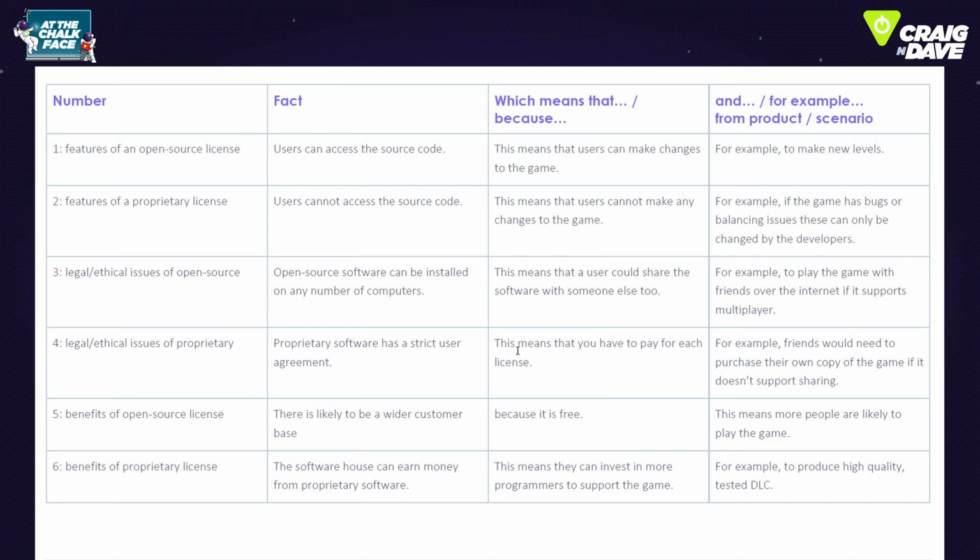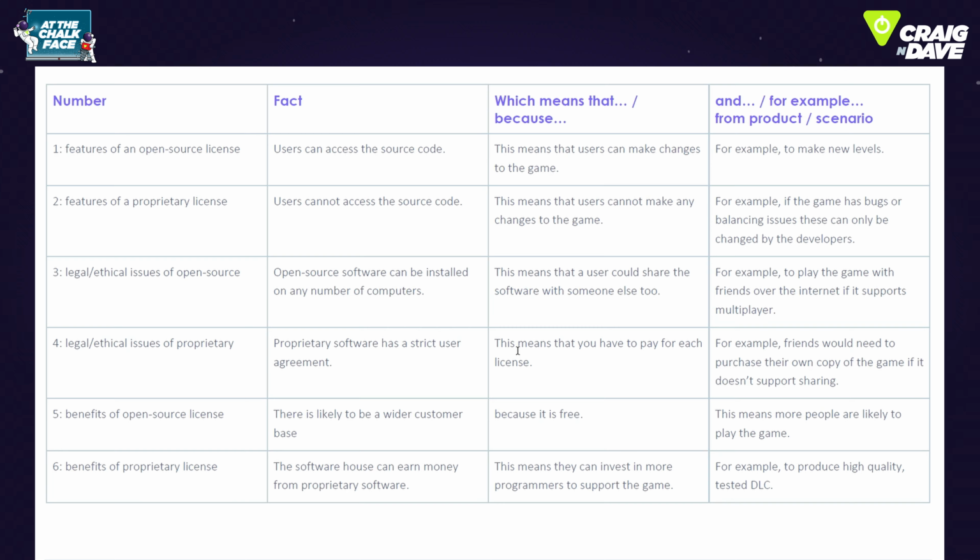So I end up with number 1 being feature of open source license. Number 2 is feature of proprietary license. Number 3 is legal ethical issues of open source. 4 is legal ethical issues of proprietary. 5 is benefits of open source, and 6 is benefits of proprietary. So I've now got 8 rows. Those are 6, but I've got 8 rows.